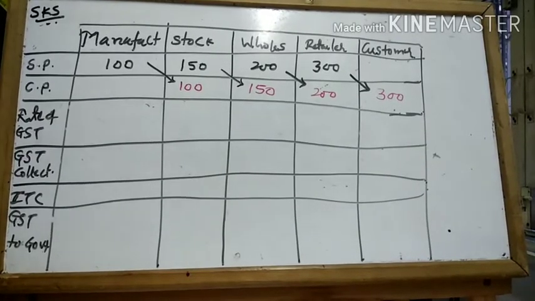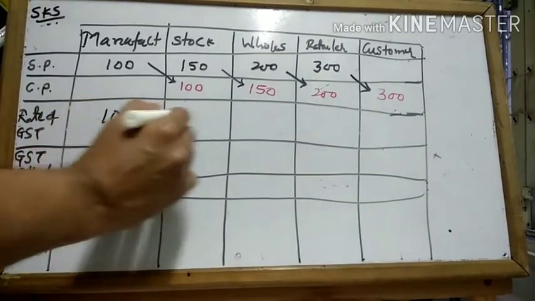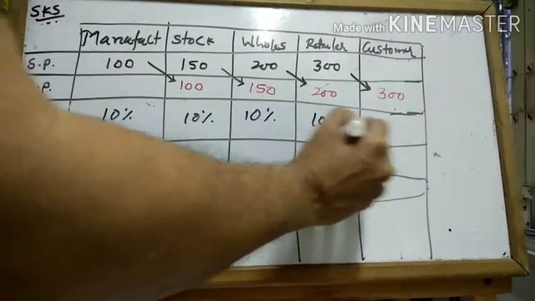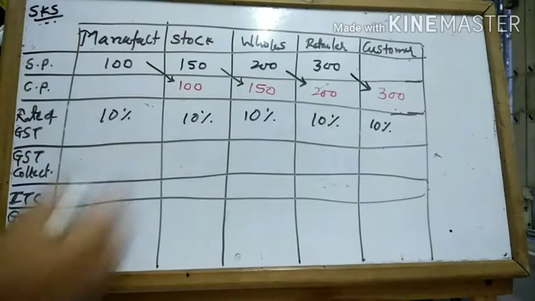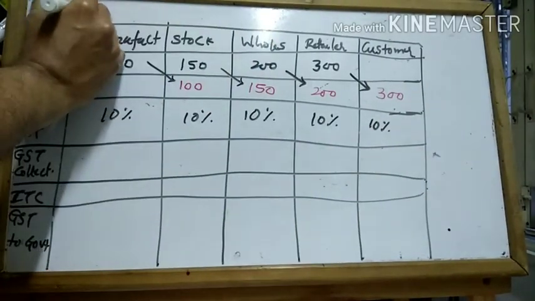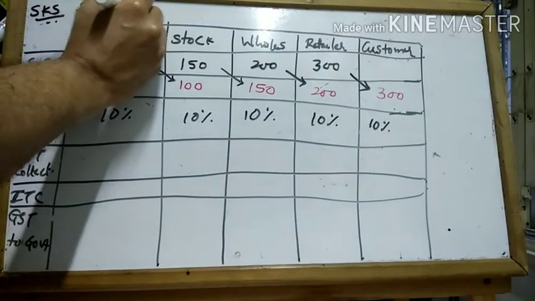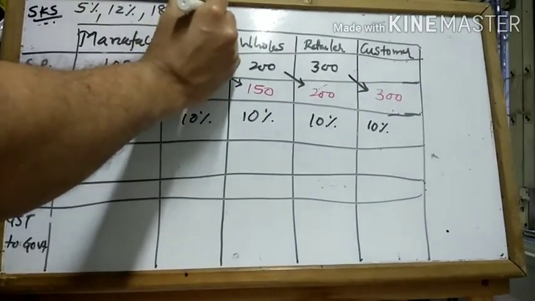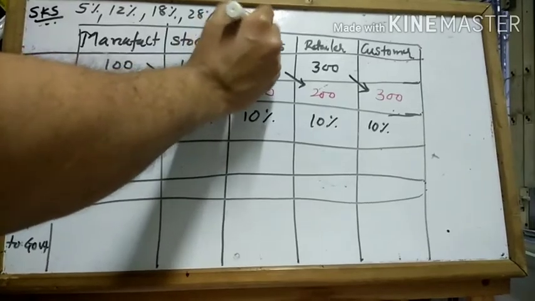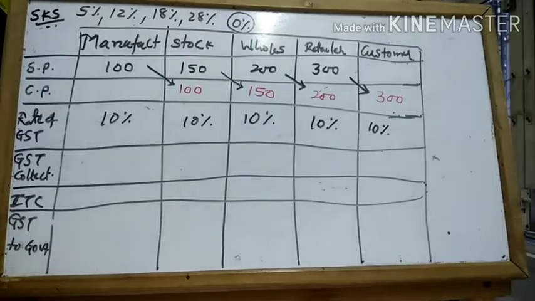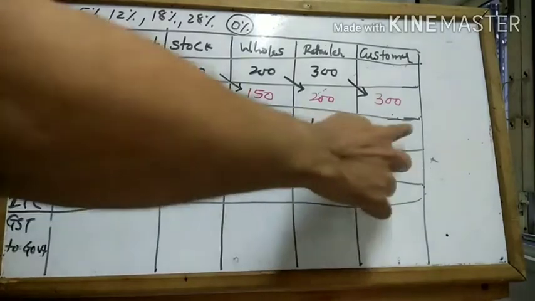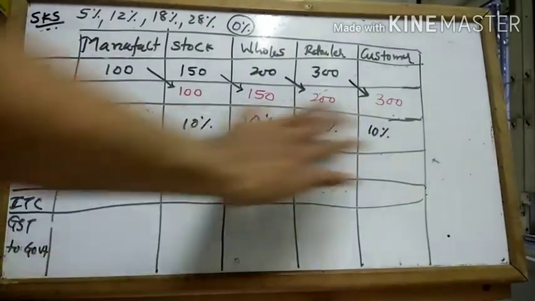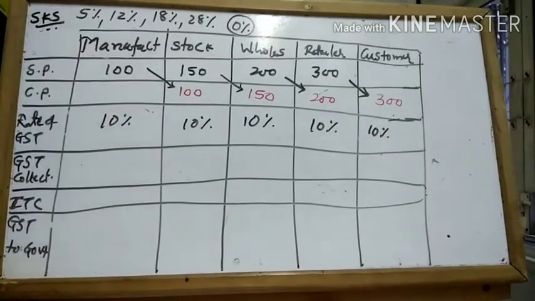I am taking the rate of GST as 10% here, my dear friends. I know it very well, there is no slab of 10% GST, at least in India. We have the rates of GST as 5%, 12%, 18%, 28%, as well as 0% on essential articles. Now, I have taken this 10%. I know this is not a part of the Indian tax system, but for easier calculation, I am taking it as 10%.